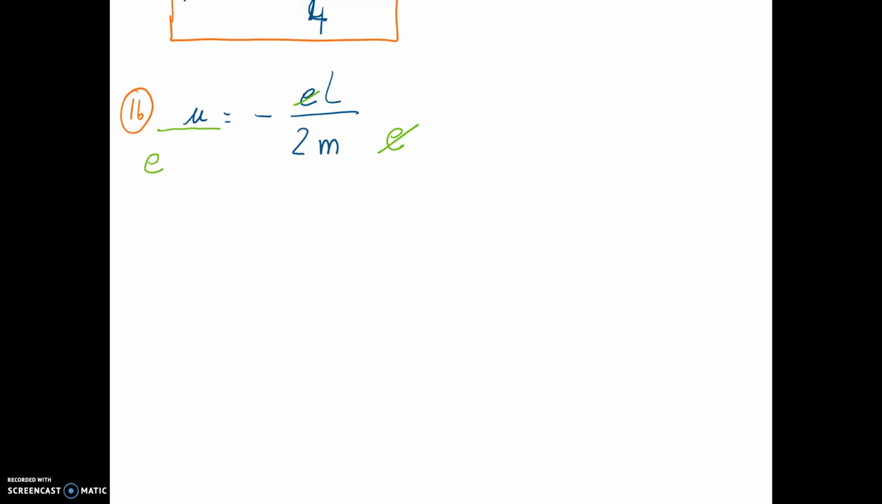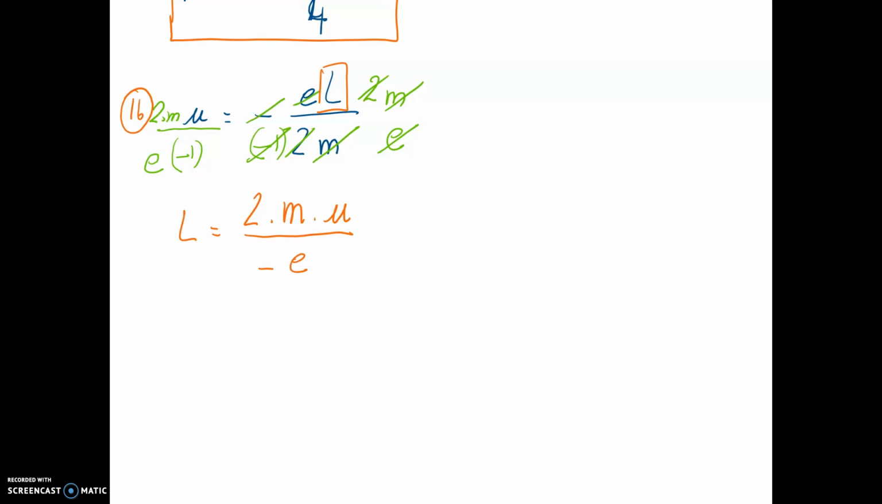I need to get rid of the negative 1, so I need to divide by negative 1. Then I need to multiply by 2, because 2 divided by 2, the 2 disappears. And I need to multiply by m also because the m disappears. So I need to multiply by 2 times m also on the left side. Therefore now my L is standing by itself, and I end up with L equals 2 times m times u divided by e multiplied by negative 1. It's negative e. So you could also write that as negative 2m times u over e.